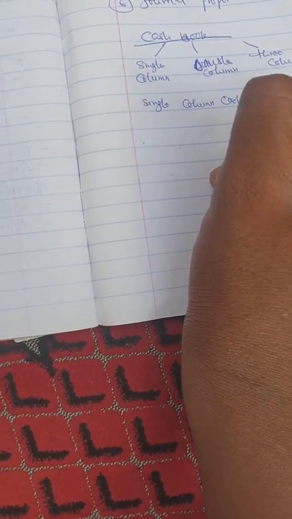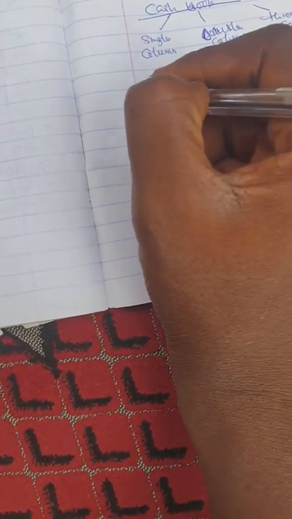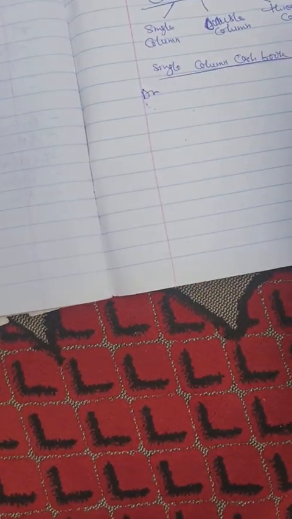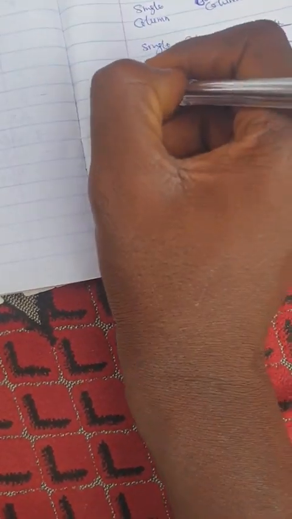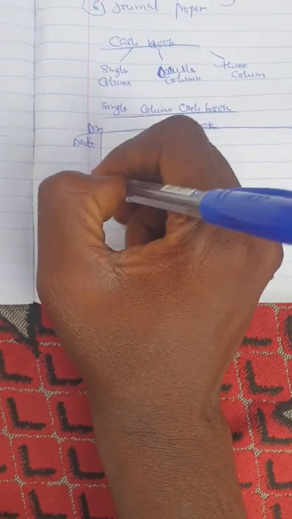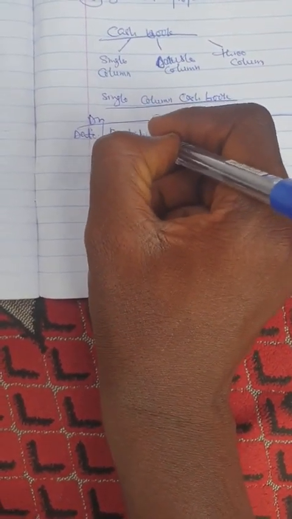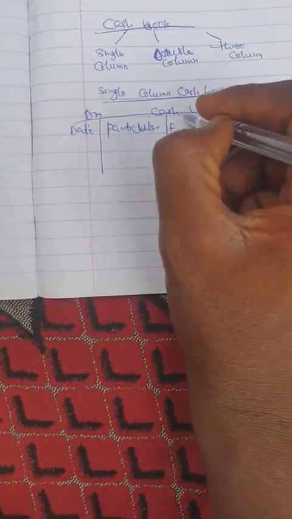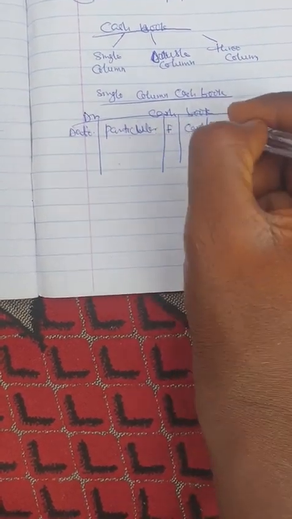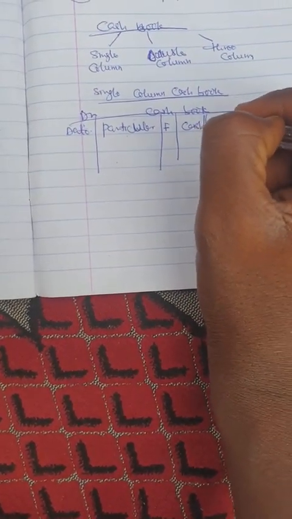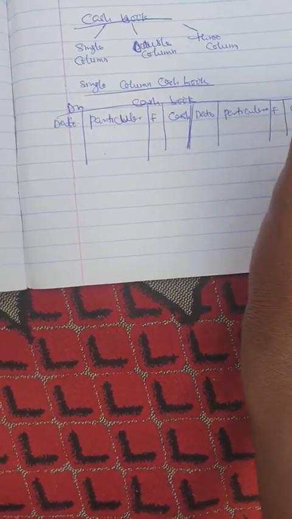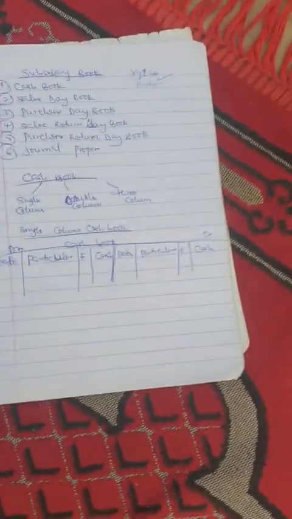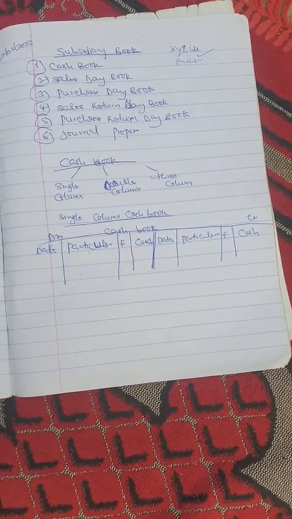In single column cash book, like I said, there is no bank. The format is, let's say we have a debit side and a credit side, and we title it cash book. Then the first columns are date, particulars, folio, and cash. The same thing on the other side: date, particulars, folio, and cash. So this is the format for single column cash book. There is no column for bank.